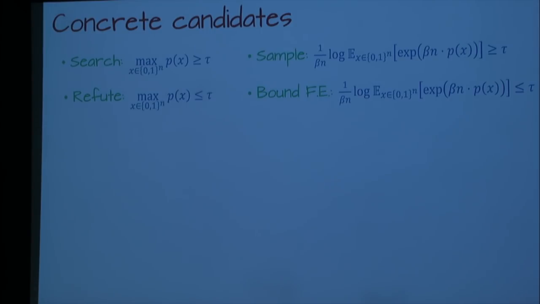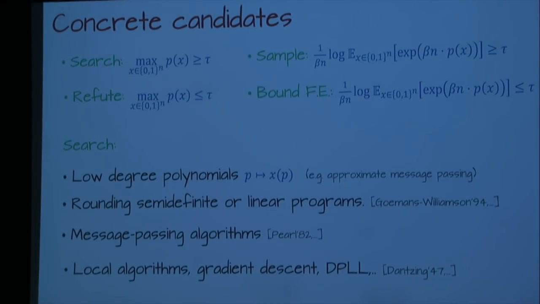And okay, so now talking about concrete candidates, you can think of these search problems, refutation problems, sampling problems, or an upper bound for entropies. And for search, there are lots of different optimal algorithms, or candidate algorithms, you can think of.